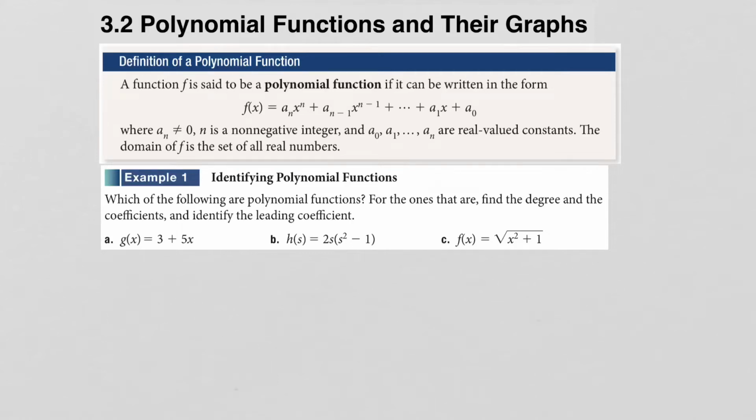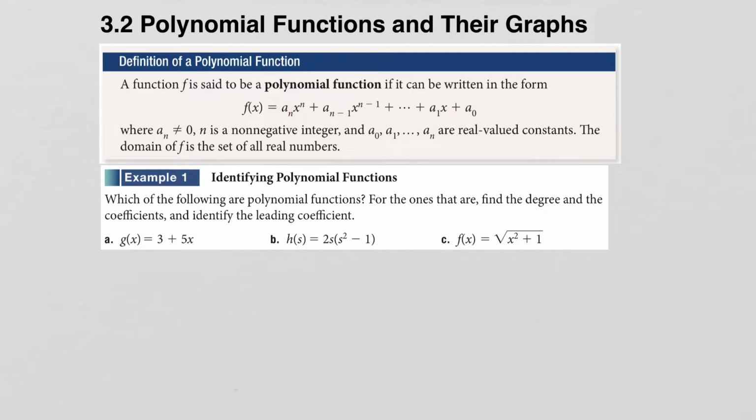In section 3.2, we look at polynomial functions and their graphs. So first we start with a definition of a polynomial function. This can be a little bit overwhelming at first, but basically a polynomial function has the form f of x equals a sub n times x to the n power plus a sub n minus 1 x to the n minus 1 power plus etc., all the way down to the constant term.